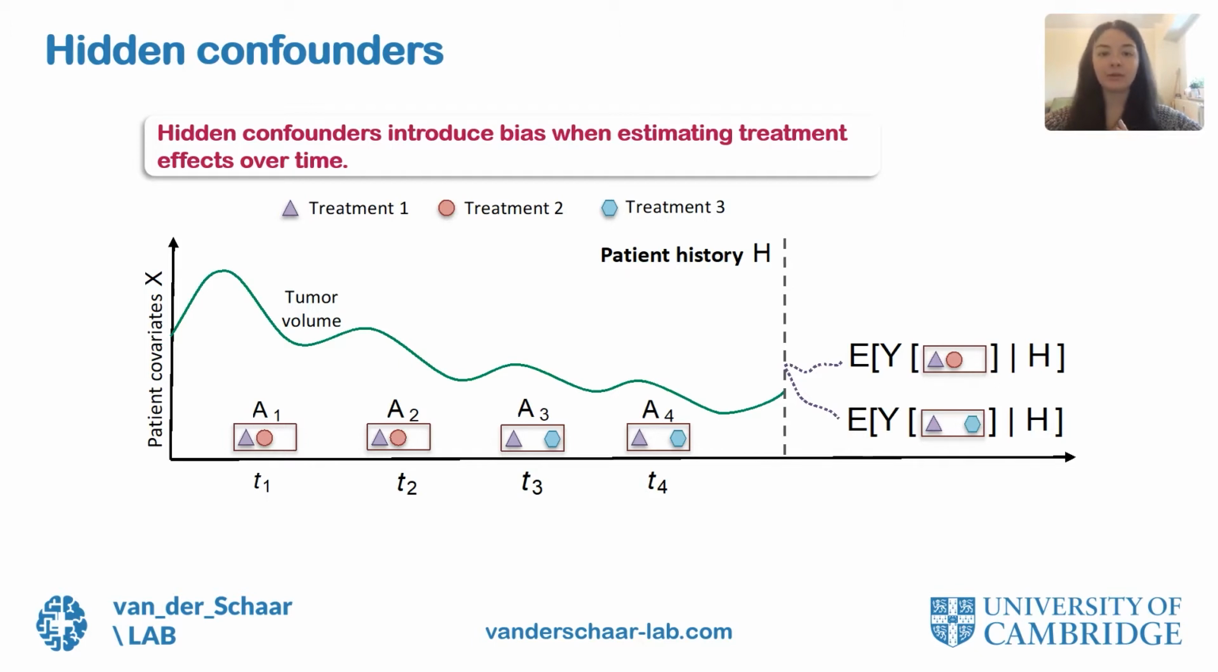So, for example, consider that while the side effects are also affecting the patient's survival probability and the changes in the treatment assignments, they are not recorded in the observational data for the patient. So, if we use an observational dataset that only has information about tumor volume and the treatment assignments, this will lead to biased estimates of the patient outcomes because these outcomes crucially depend on the side effects which are not in the data.